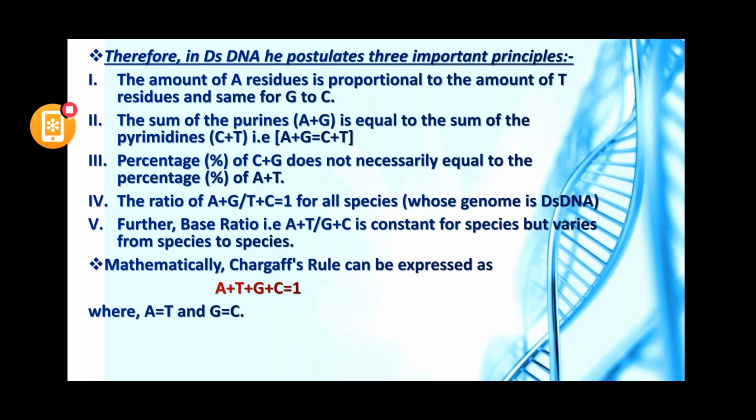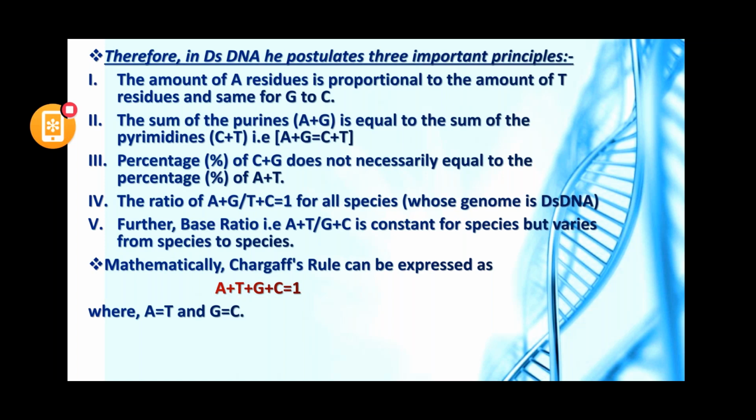The third principle is that the percentage of C plus G does not necessarily equal the percentage of A plus T. You will see that the percentage of A plus T and the percentage of C plus G always vary, and it depends on the species.